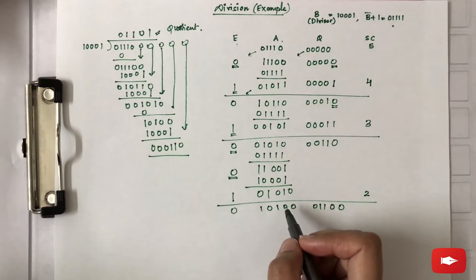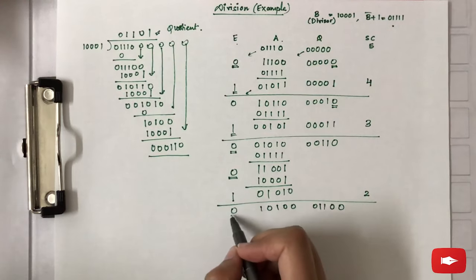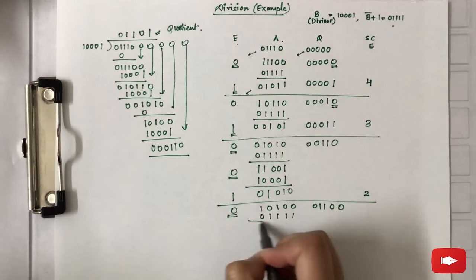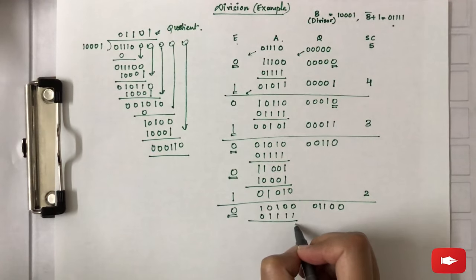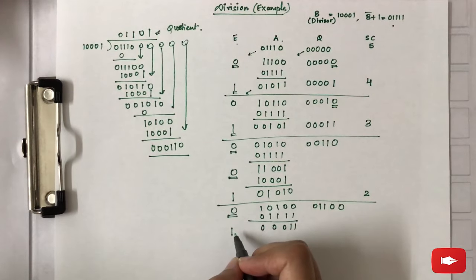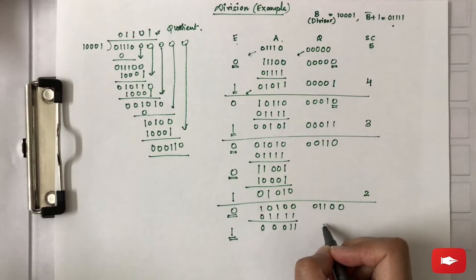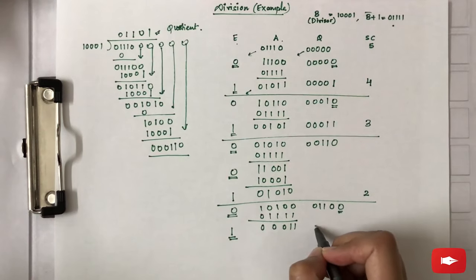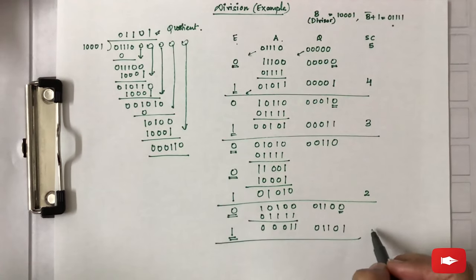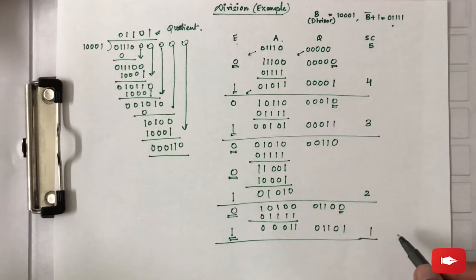Now what we're going to do is check the value of E. Now because it is 0, adding 2's complement of B to A, we'll get 0, 4 times 1, and the result will be 1 1 0 0 0 and 1. Because the value of E is 1, we'll set the value of Qn to be 1, so you'll get 0 1 1 0 1. With this, again a step is completed.